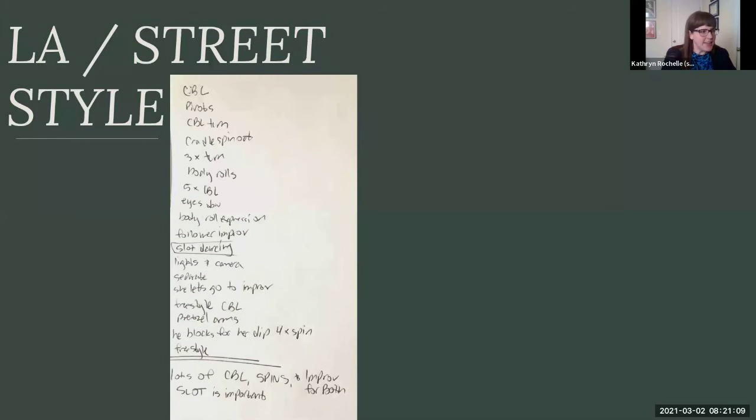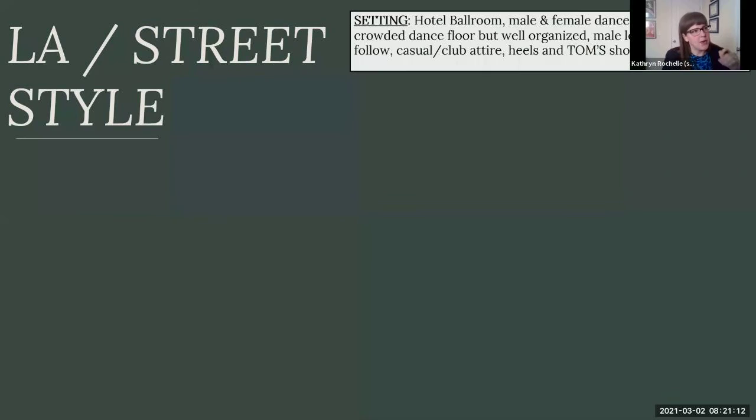So now we take these scratch notes and let's put them into our boxes. The setting, as I said, we're going to kind of ignore because generally I tried to find similar ages, similar settings. Here we see a crowded dance floor that's actually surprisingly well organized. We don't really see a ton of people bumping into each other. We've got a male lead and a female follower. They're wearing casual or club attire. She's wearing heels and he's wearing Tom's shoes. It looks like they're Tom's shoes, which is quite common for men to wear in salsa dance because you can spin easier.